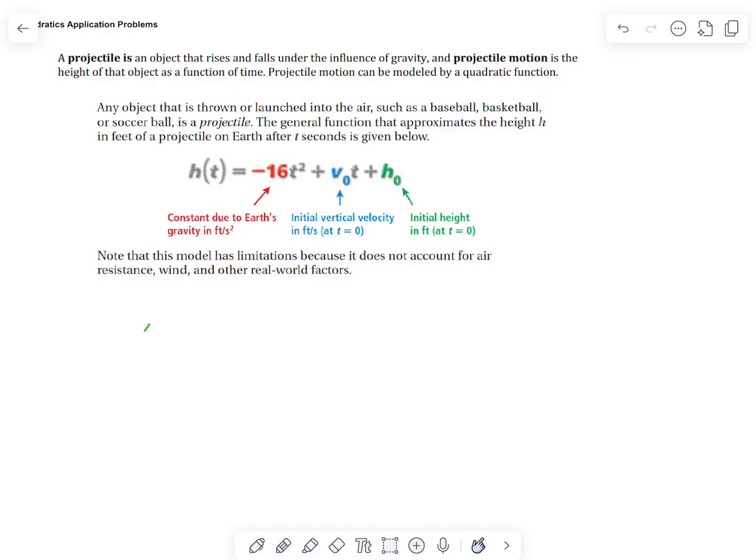We do have a quadratic function here where the -16 represents the constant due to Earth's gravity. The v0 represents the initial vertical velocity at time 0. And then the green number, h0, represents the initial height at time 0. This model has some limitations, so we won't take those into account, such as air resistance, the wind, or other real-world factors.